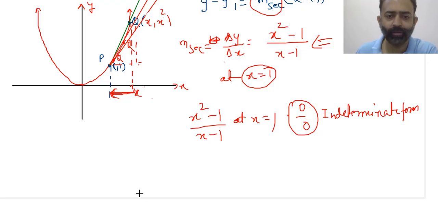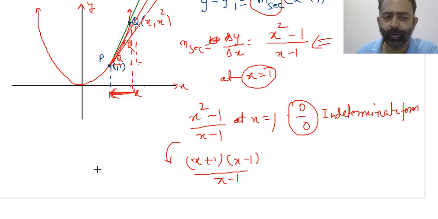So how can we predict this value? Using algebra, we can write x square minus 1 as x plus 1 into x minus 1, over x minus 1. And remember, I am finding the limiting value.